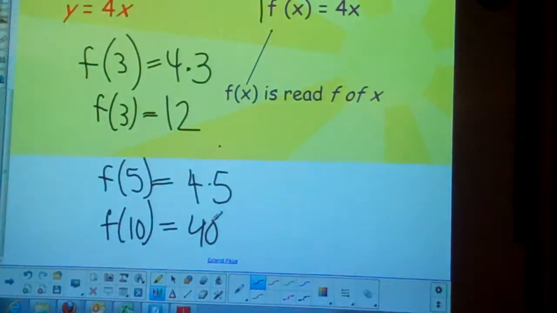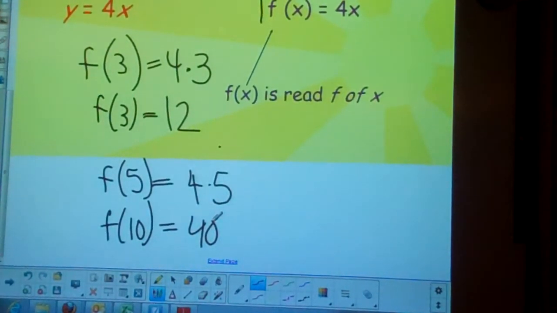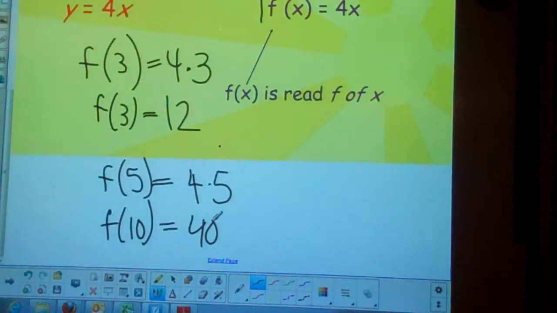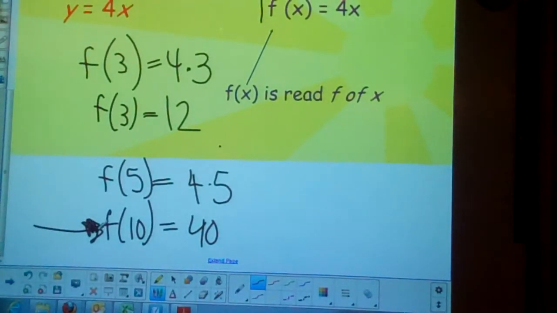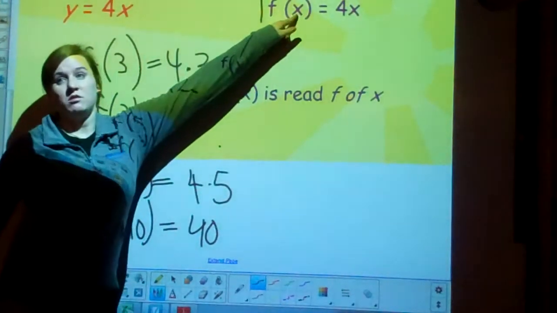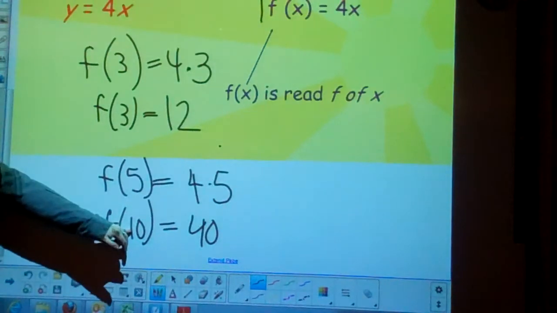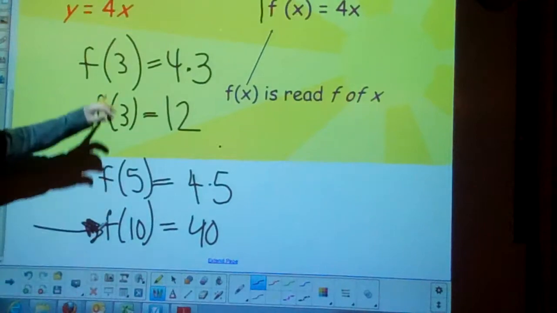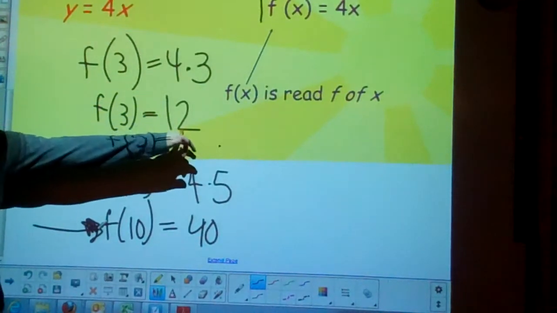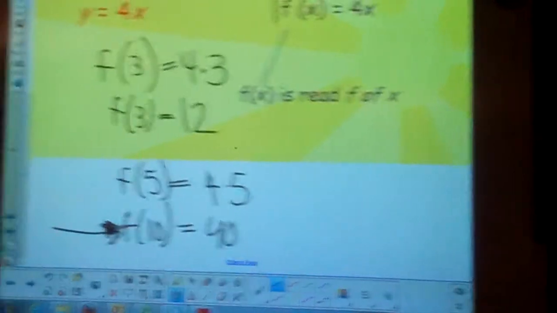Okay, so it's just another way of writing it. This is going to be easy because all you're doing is multiplying 4 times whatever you put in for x. And what's your input? Like if we're looking at this one, f of 10, what is your input? 10. So your input would be 10. Your output would be 40. In this one, your input is 3. Your output is 12. Okay?